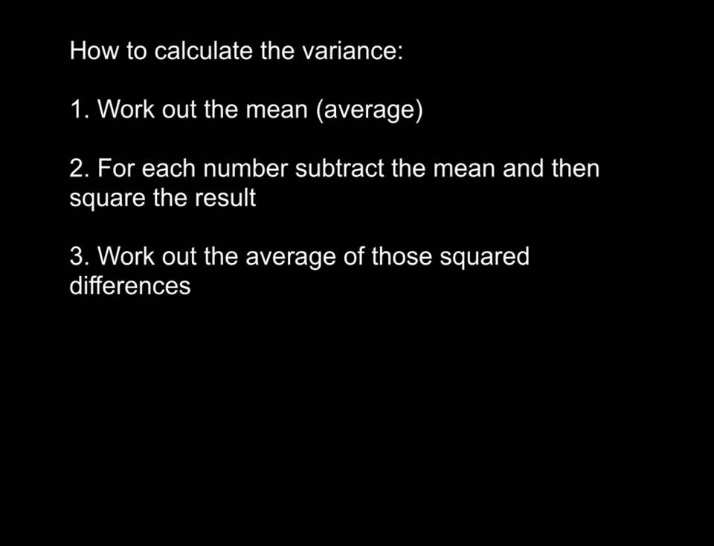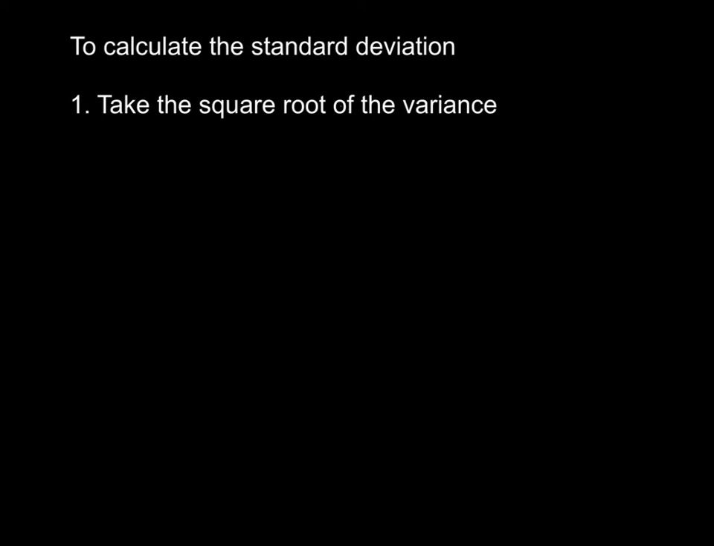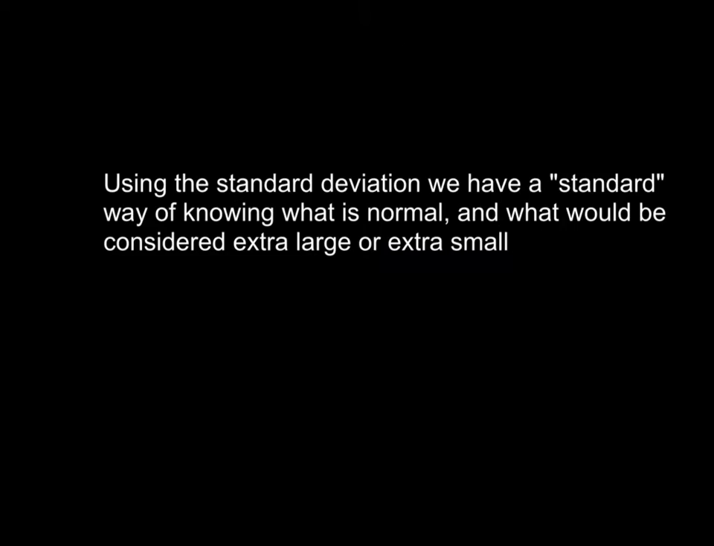How to calculate the variance? Work out the mean, the average, find each number, subtract the mean, and then square the result. Work out the average of those squared differences. To calculate the standard deviation, you're going to take the square root of the variance.